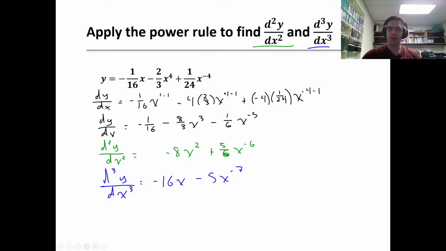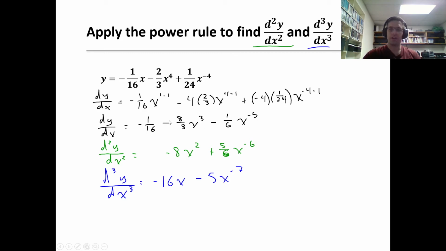All right, so here's the same kind of problem, but written with our Leibniz notation, so the German guy. So given y, we want to find d squared y with respect to dx squared, and d cubed y with respect to dx cubed. So first we're going to find dy dx. We do power rule, and we got some fractions here, but we ain't scared of no fractions. So we use power rule here, we get dy dx equals negative 1 over 16 minus 8 over 3 x to the power of 3 minus 1 over 6 x to the power of negative 5.